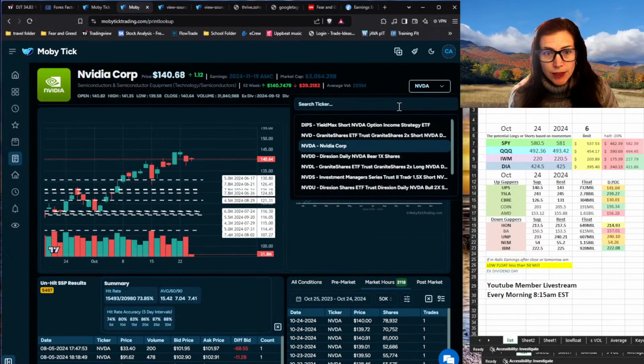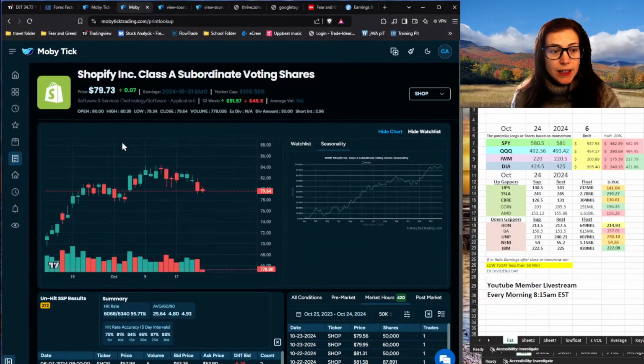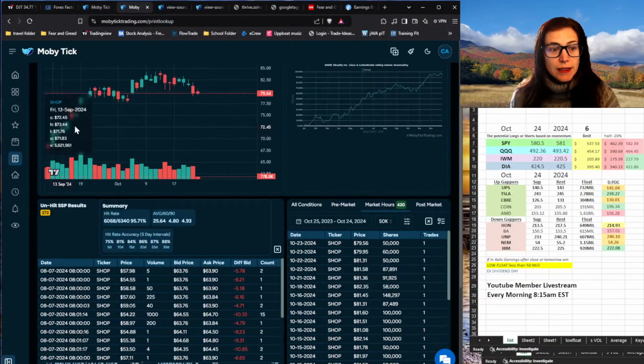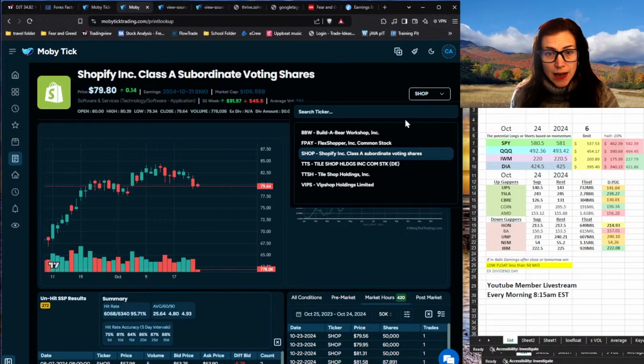Another one that I really love, I got into off of this, well, Shopify is one that I got into way back when it had bottomed out. Right now, we don't have any really big dark pool prints above us. Let's look at TSM.